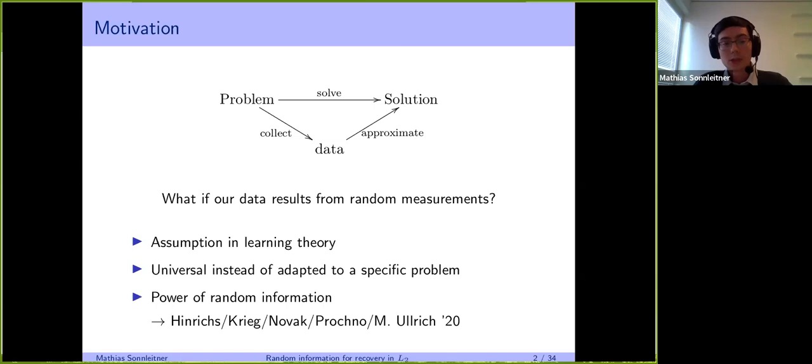And one advantage of random information is that it's universally applicable, instead of adapted to a specific problem, where you can choose the optimal information but have to change your information maybe for different problems. And the power of random information, which I want to deal with here, was investigated, for example, by Aicke Hinrichs, David Krieg, Erich Novak, Joscha Prochno and Mario Ullrich one year ago. And this work inspired this talk here.